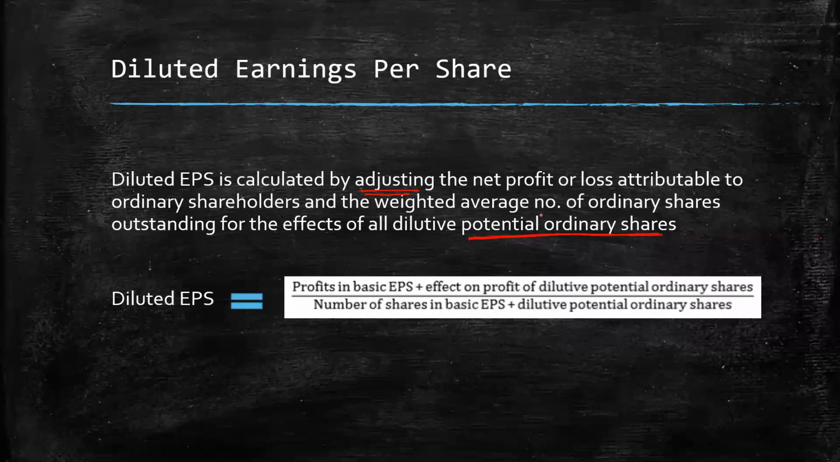If it meets certain conditions. Right? Convertible loan stocks, convertible preference shares. Those are some examples of potential ordinary shares. Up to now, as at the date, those are not ordinary shares, but in the future, they can become ordinary shares. These potential ordinary shares can be dilutive or anti-dilutive.